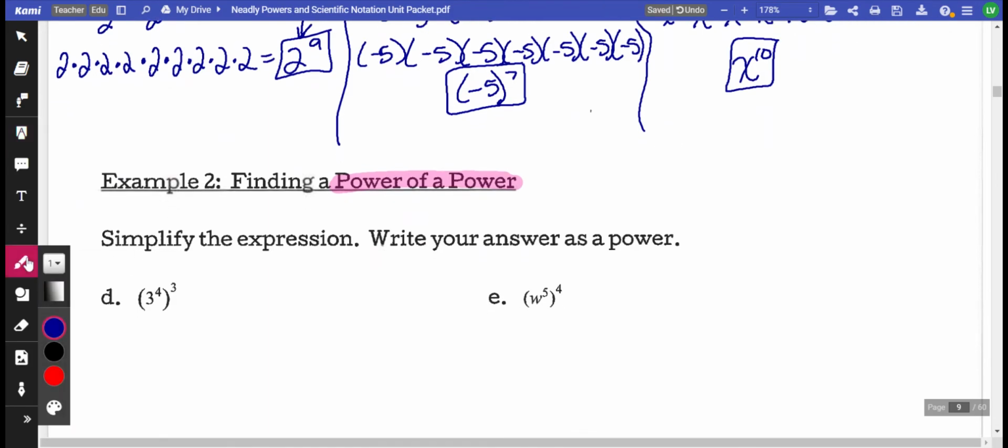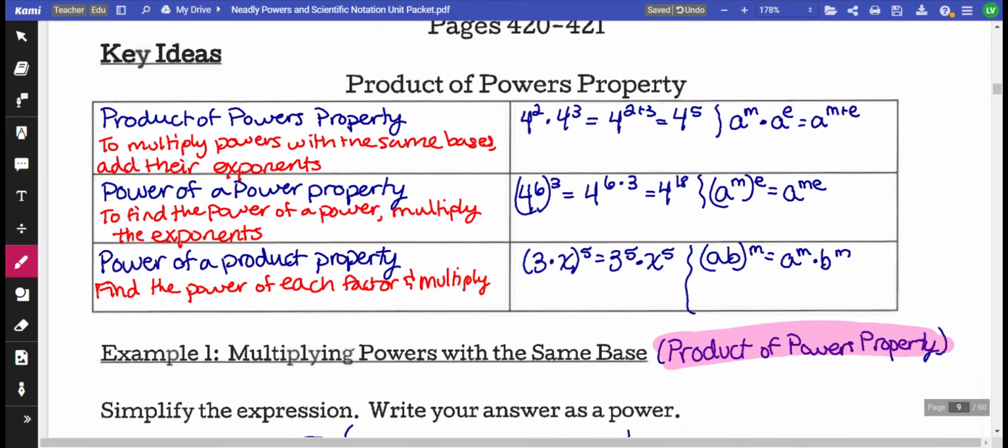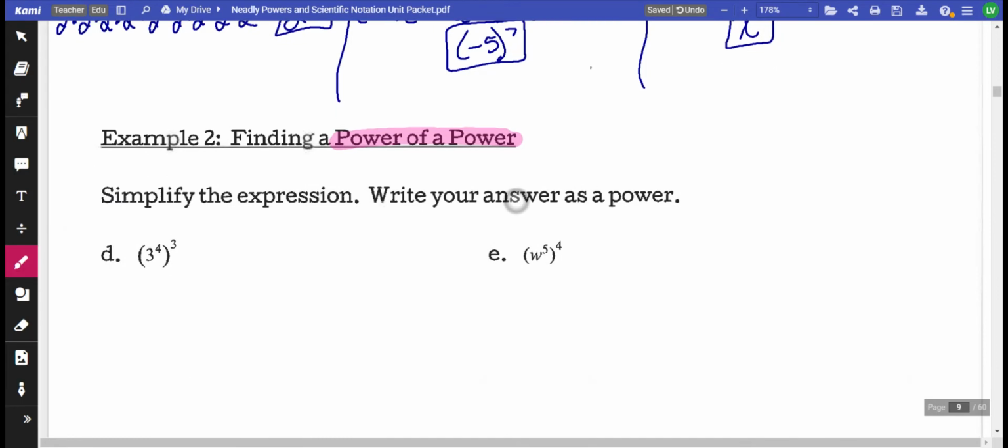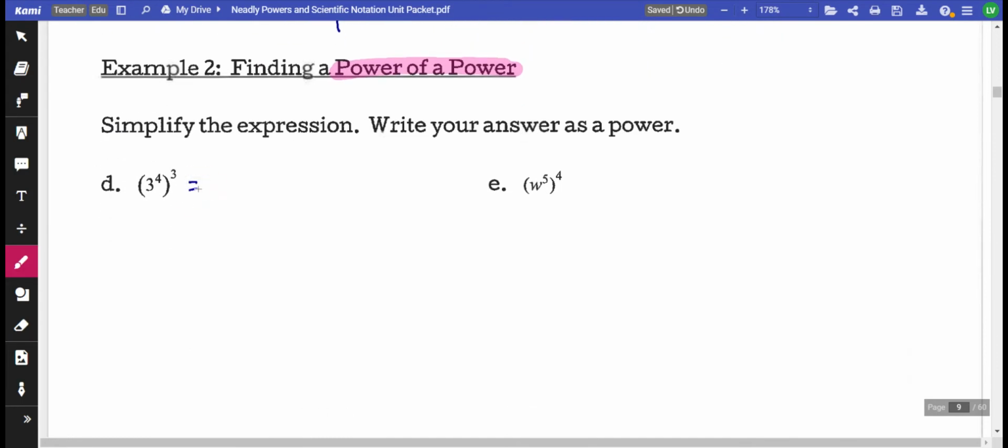So as a reminder, when you have the power of a power, let's see what the definition says. To find the power of a power, multiply the exponents. Okay, so for letter D, that's 3 to the 4th, all raised to the 3rd power. 3 to the 4th to the 3rd is 3 to the 12th, because 4 times 3 is 12. My base stays the same, a 3, so 3 to the 12th power.